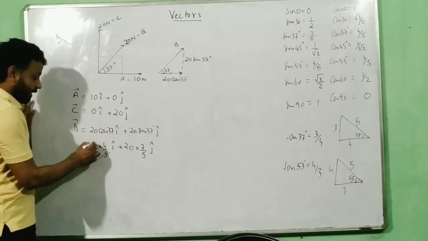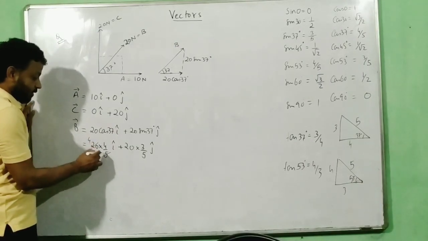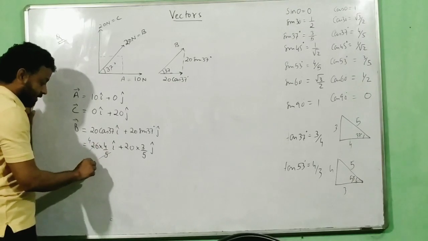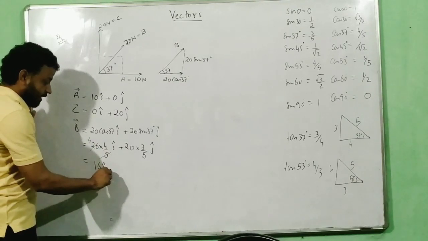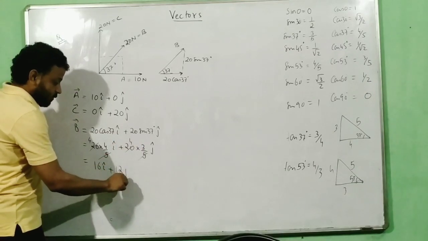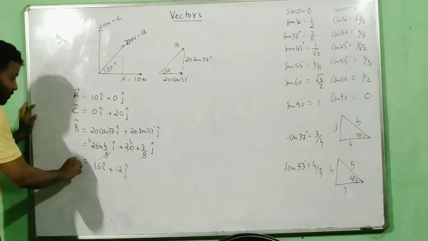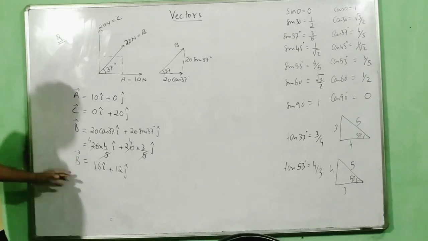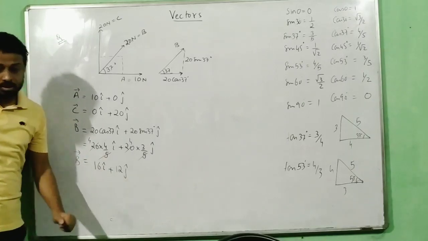And I will cancel this 2. This becomes 4. 5 4 is 20. 4 4 is 16. So I will write here 16 i cap plus, this will get cancelled out, 4 3 is 12, so this is 12 j cap. So I got my vector B. This is my vector B: 16 i cap plus 12 j cap.